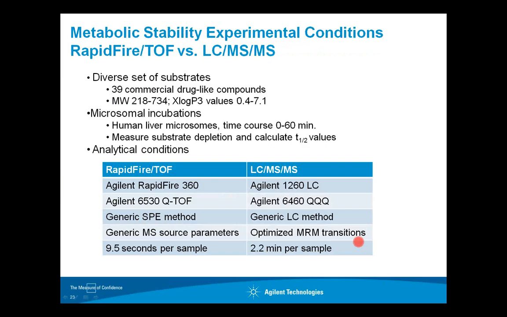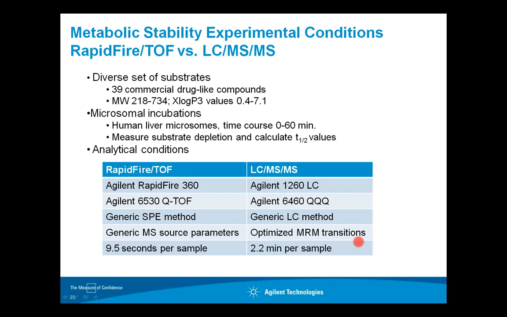So of course, one of the things that we always try to do is we need to compare using RapidFire to the traditional methods. So here we're looking at a RapidFire metabolic stability analysis. Here we're comparing using the RapidFire in a time-of-flight system versus LC with triple quad mass spec. And we're looking at a diverse set of 39 drug-like compounds. So these are compounds with lots of different characteristics and properties.